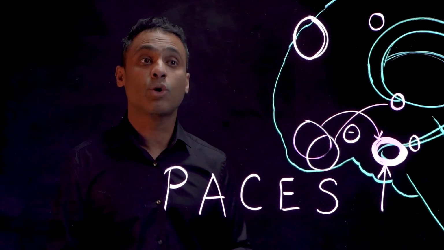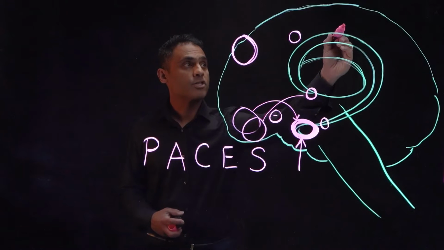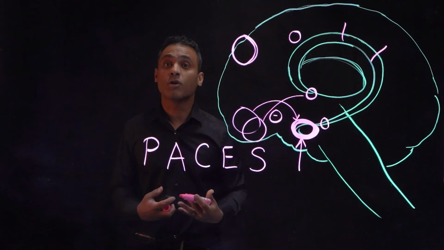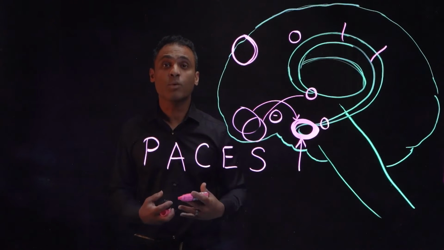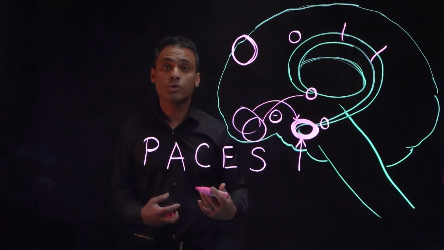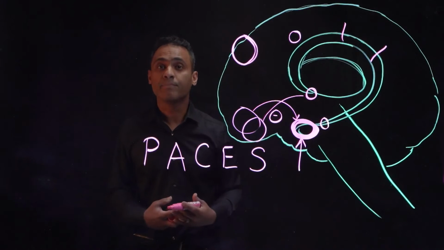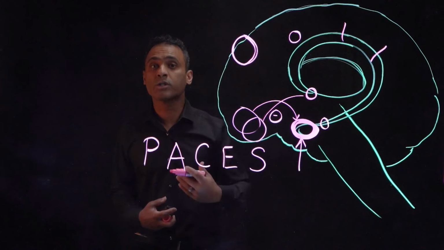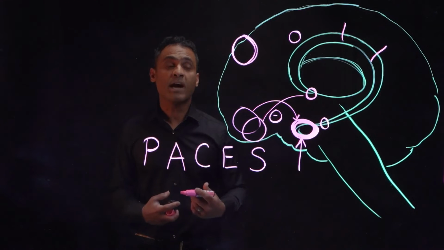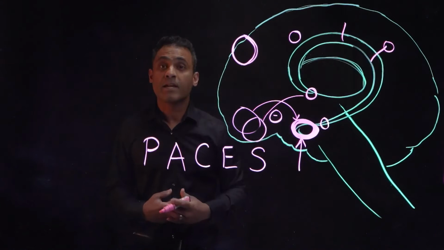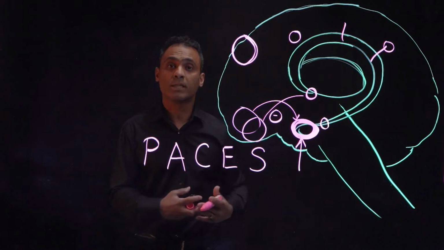Then we have what is called the striatum. And the striatum is a key part of the basal ganglia. And here we have two key parts. The dorsomedial part, DM, which is responsible for goal-directed actions. And then we have the dorsolateral part that is responsible for habitual actions.